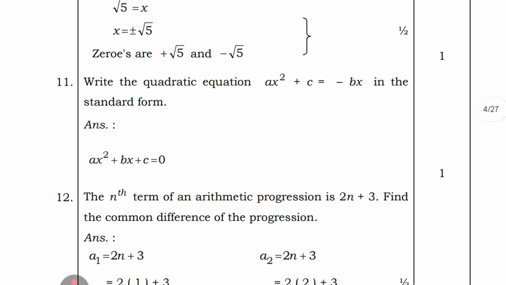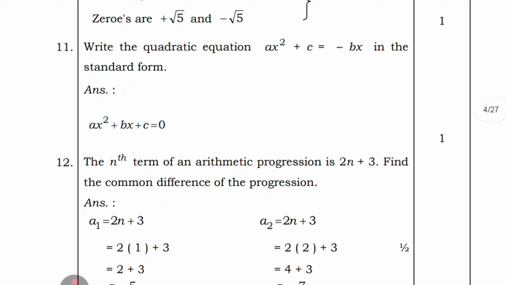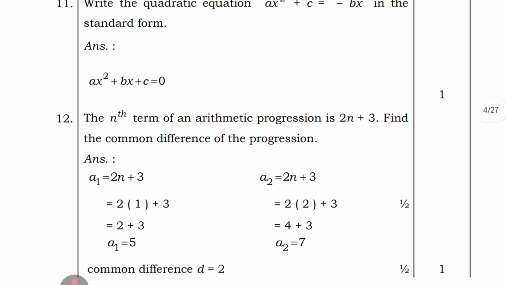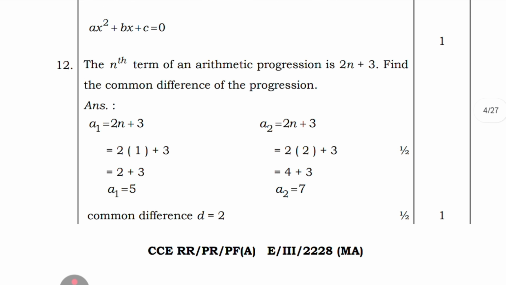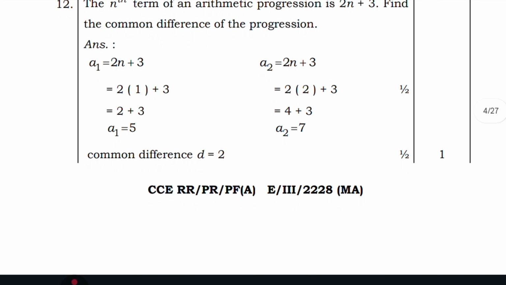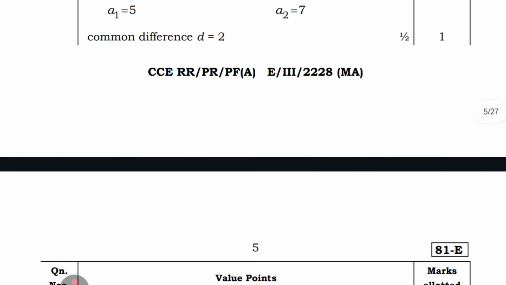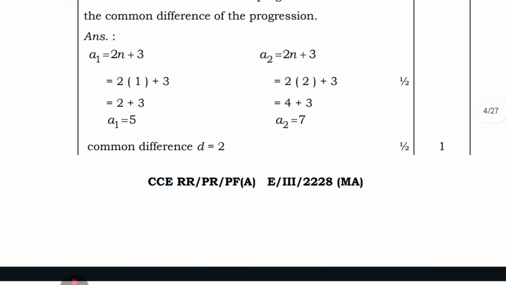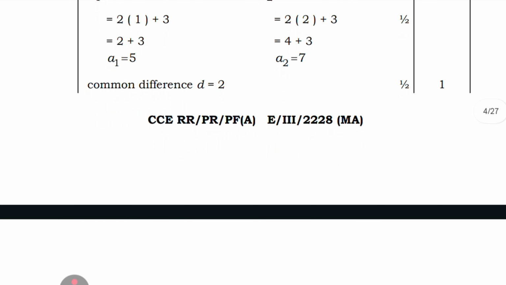Write the quadratic equation ax square plus c equal to minus bx in the standard form. Here the answer is ax square plus bx plus c is equal to 0, where c is the constant number. 12th question, the nth term of the arithmetic progression is 2n plus 3. Find the common difference of the progression. This type of question they will ask in the MCQ also. Go through each and every step so you can solve that in the MCQ also. The answer is here, they have solved it, and the common difference is 2.